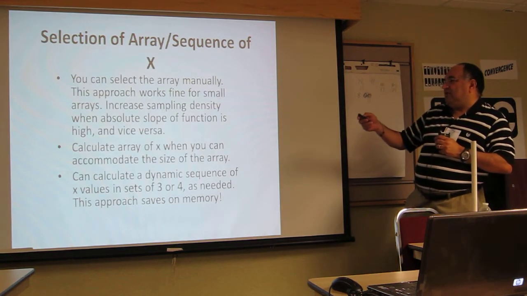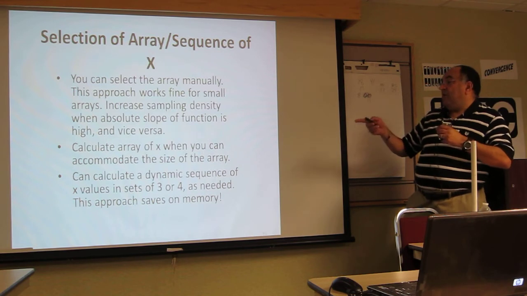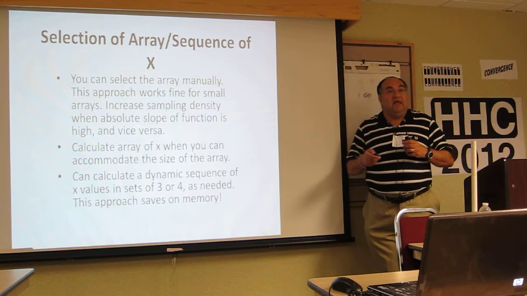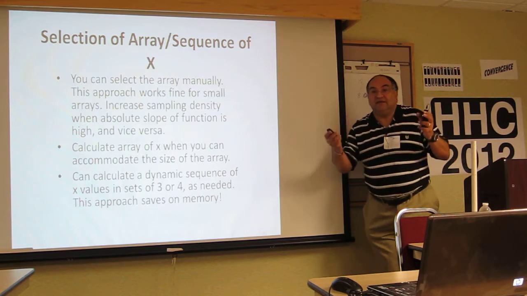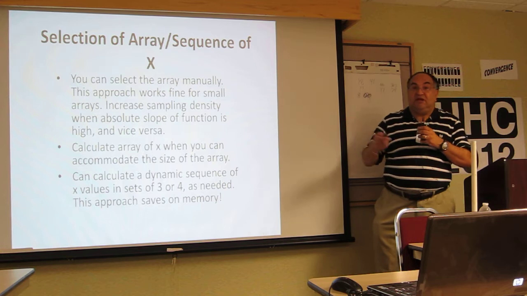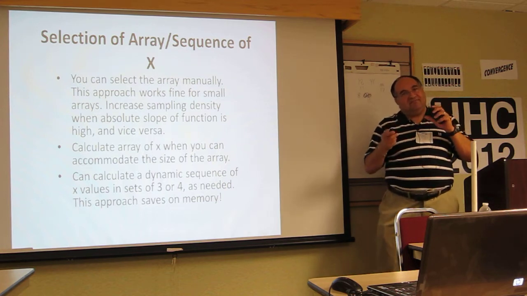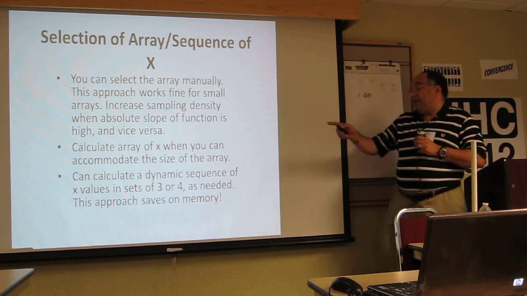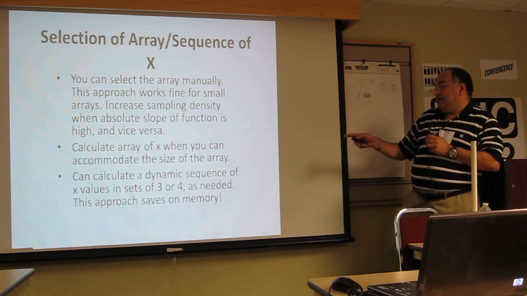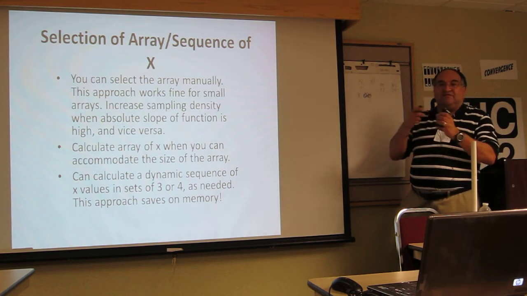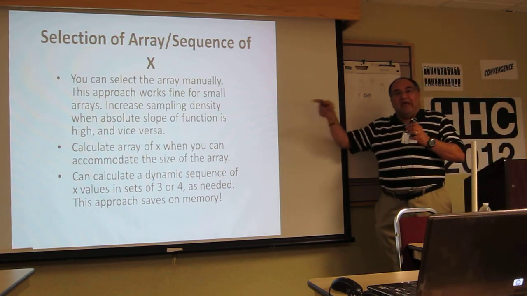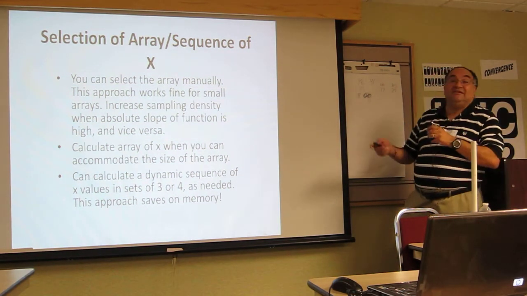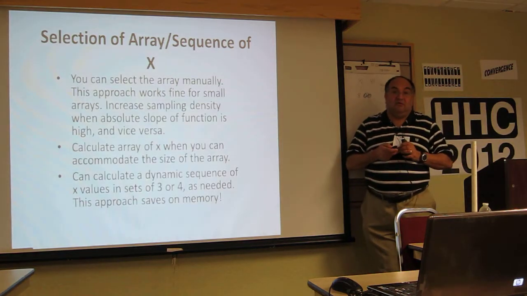So we can calculate an array of x ahead of time when we can accommodate the size of the array. And that works fine with Excel, MATLAB, the 39G2. But the old vintage machine, that can be a problem. So an alternative to that is we can calculate a dynamic sequence of x values in sets of 3s and 4s. So instead of accumulating them in an array, we can just calculate them as we need them. And that saves us tremendously on memory.